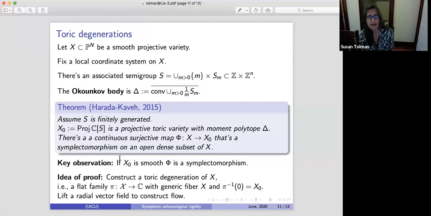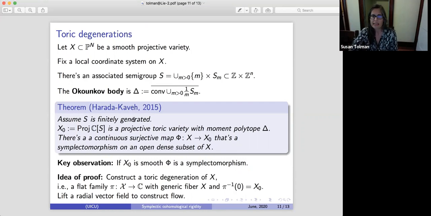And as Benjamin mentioned, the idea of this is we construct a toric degeneration of X. So it's a flat family, where the fiber over 0 is X naught, and the fibers over all other points are X. And then we're going to lift a radial vector field, construct a flow, and then exponentiate it. That's the general idea. Okay, great.